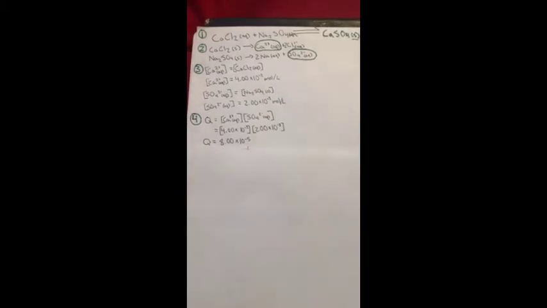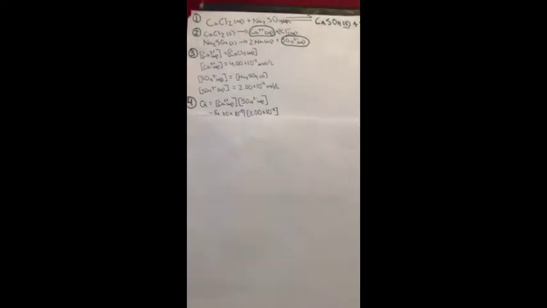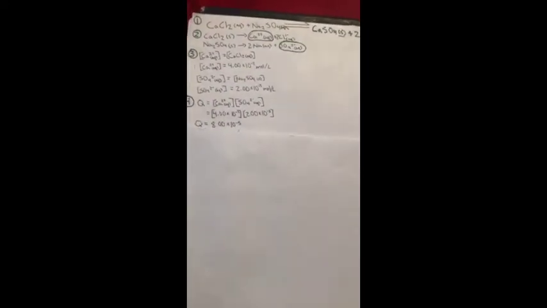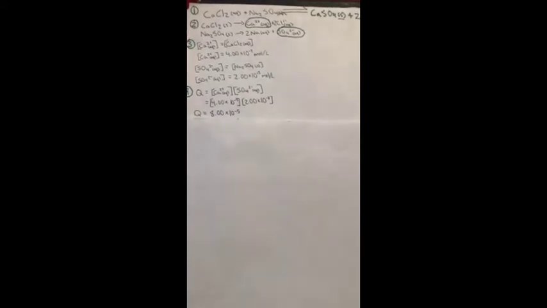So now we can solve for Q by subbing in our values, like our concentrations. To find Q, it is 4.00 times 10 to the negative 2 times 2.00 times 10 to the negative 3, which gives us a value of Q of 8.00 times 10 to the negative 5, which is our reaction quotient.